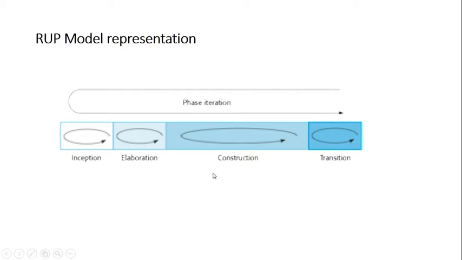If it is construction, that means requirement is least, while design, coding and testing are given the maximum effort. Transition means the other activities like requirement, designing, coding and testing are carried out in a minimum way, while implementation and maintenance are carried out in a maximum way. So I hope this is clear. Understand it properly.